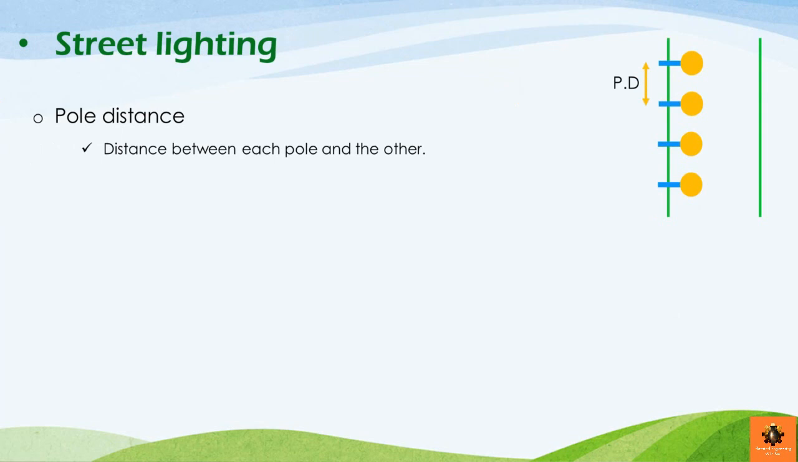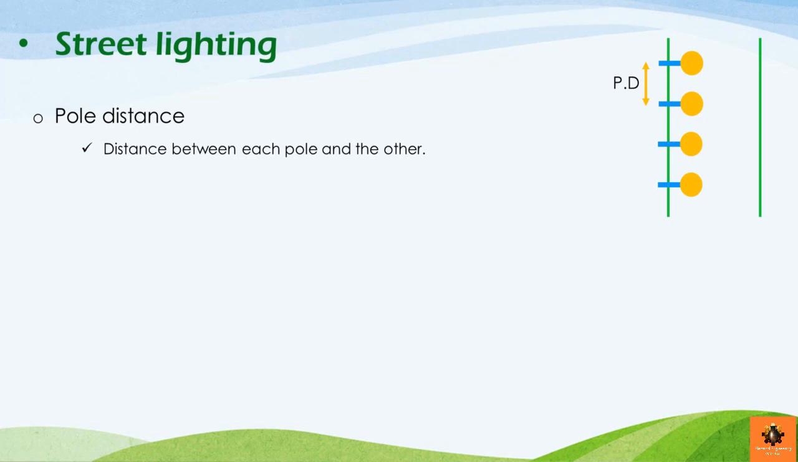So let's go ahead. The next factor we need to take into consideration while designing the street lighting system is the pole distance. The pole distance is the distance between each pole and the other, or the distance between the pole and the adjacent pole on the same side. So we need to know what factor we set the pole distance according to.